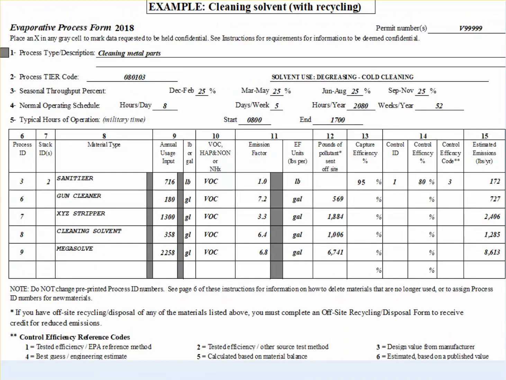In this example, process ID number 3 has a control device with a capture efficiency of 95%, control ID number 1, control efficiency of 80%, and control efficiency code of 3. Process ID 6 does not have a control device, but does have 569 pounds of pollutant sent off-site.